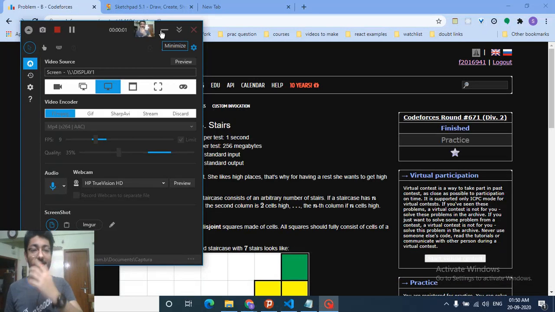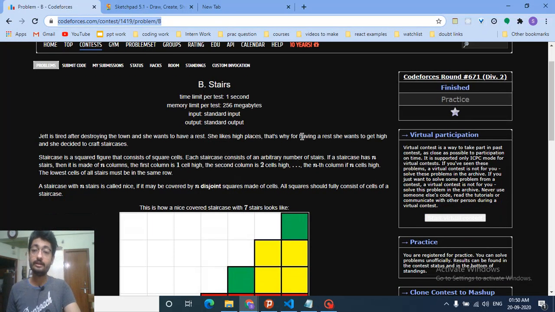Hello friends, so today we're going to discuss problem B from the latest Codeforces round 671, the problem named Stairs. There's a lot of confusion understanding this problem. So first we're going to understand this problem completely, and then we will move to the solution part.